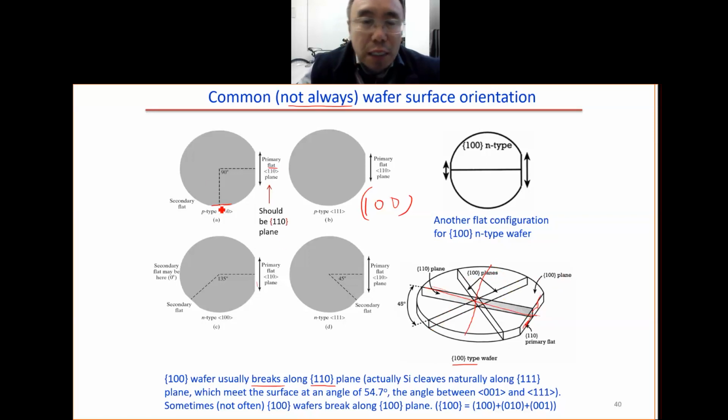That means if you have the wafer here, you can break like this easily, and break it into many pieces. In the end, each piece is a rectangular shape for the case of the 100 wafer. For the 111 wafer, the breaking is also along the 110 direction, but you will get something like this.